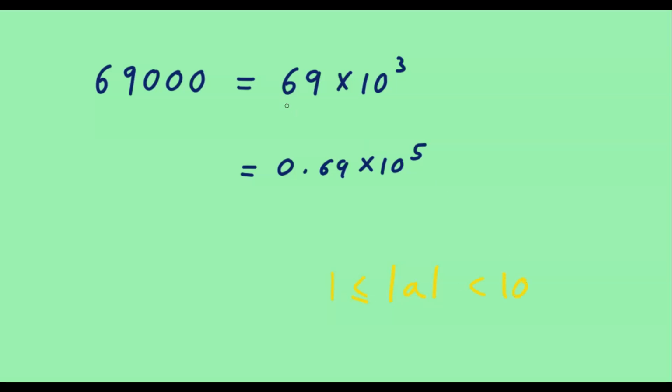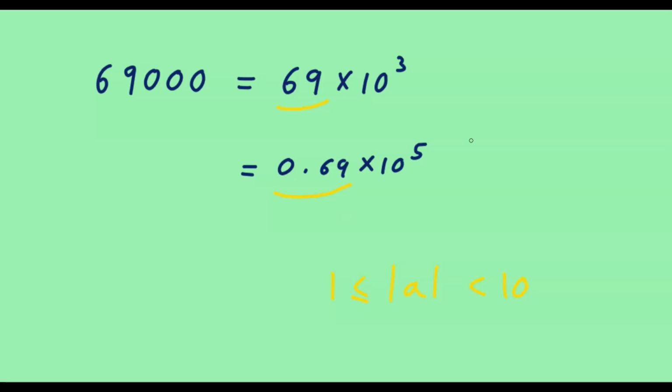If we consider the first form, the value of a here is 69. The absolute value of that is 69, and that is greater than 10, so it is not in the correct range. If we consider the next one, the value of a is 0.69. Now, the absolute value of that is 0.69, and that is less than 1. So this is also not in the correct range.